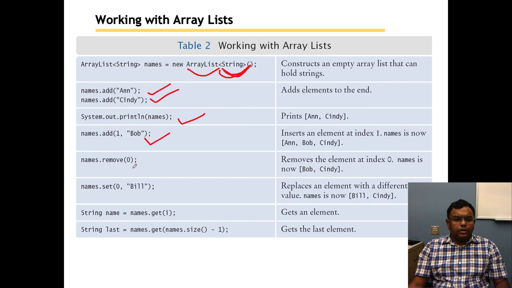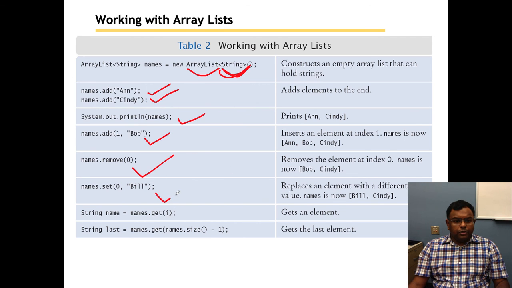If you do names.remove(0), then it will remove the element that is at the 0th position. So your Anne will be removed. So what do we understand? In this particular case, your 0th position will be removed, right?